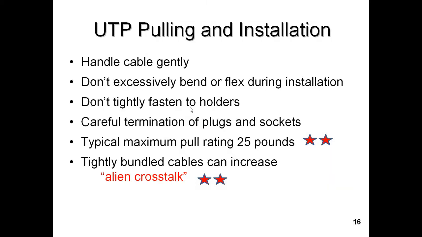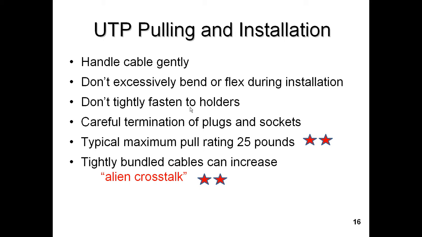Now, when you're installing UTP cable, it's very important that it be handled gently. Understand that Cat5e UTP has a maximum pull rating of 25 pounds. That's not much. So we need to be very careful in the pulling process, because if we pull it with more than 25 pounds of pulling power, we will start to untwist the twists underneath the jacket, and this is going to cause deficient cable performance.